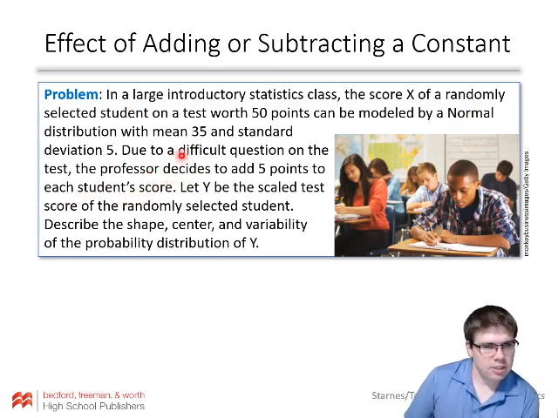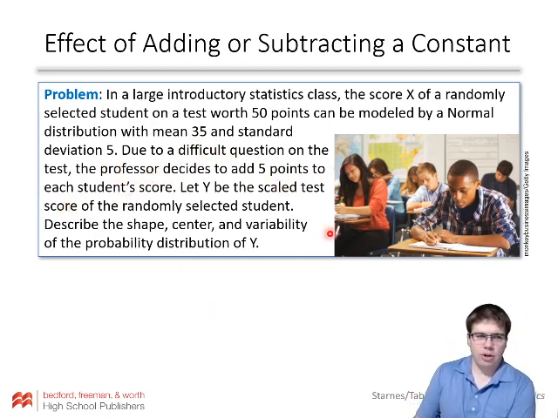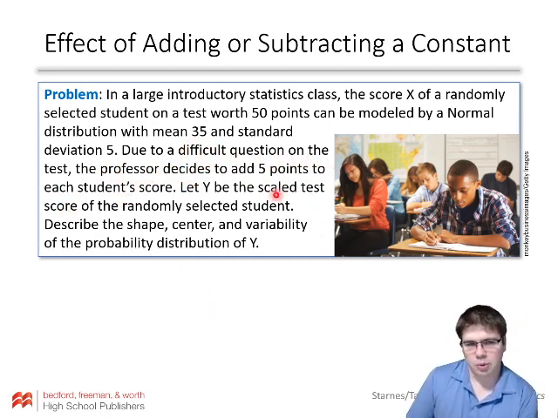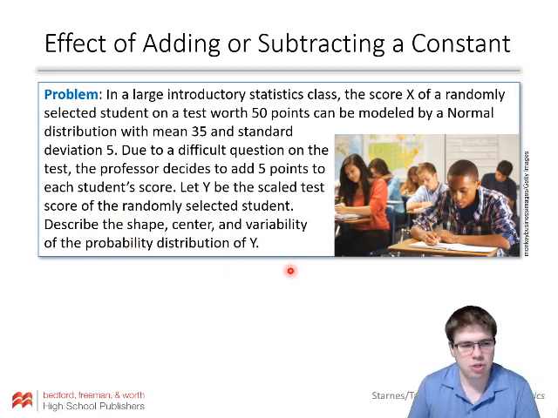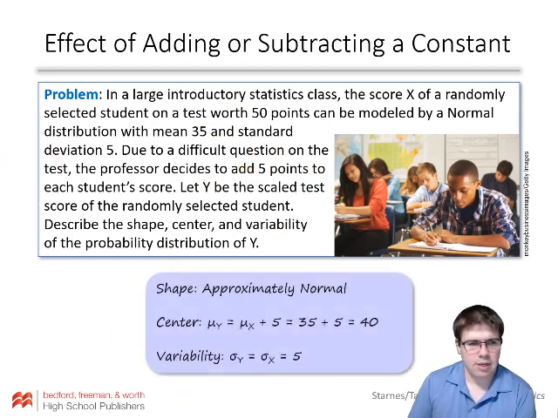Due to a difficult question on the test, the professor decides to add 5 points to each student's score. They're curving. Let Y be the scaled test score of the randomly selected student. Describe the shape, center, and variability of the probability distribution of Y. Well, if I add 5 to every student, the shape is still going to be normal. The center is going to go up 5, from 35 to 40, and the spread is going to stay the exact same.